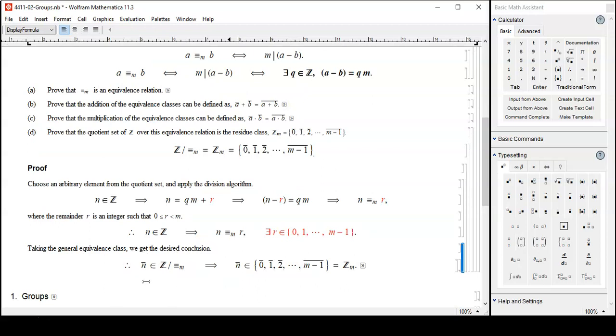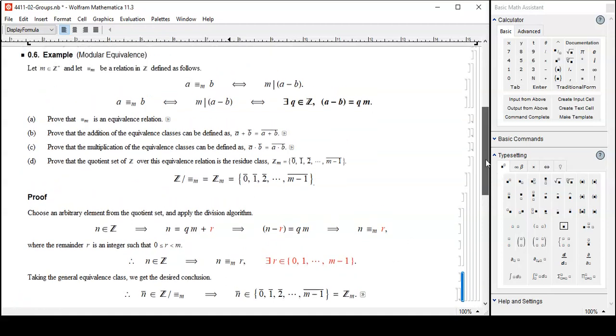If I take any equivalence class that belongs to the quotient set, that equivalence class is equal to either 0 bar or 1 bar all the way up to m minus 1 bar. And the residue class is typically expressed as Zm. So, the conclusion.